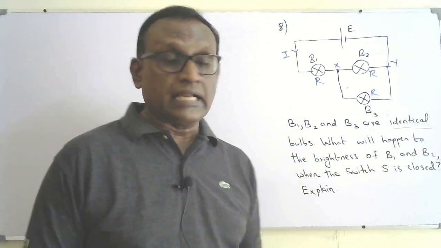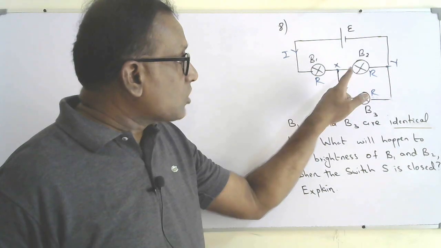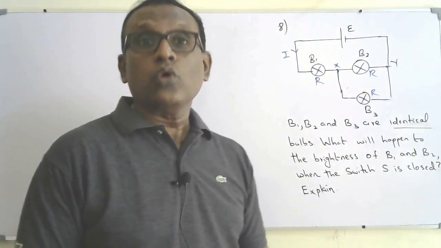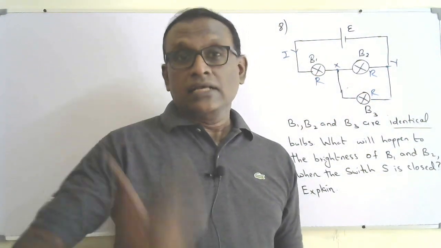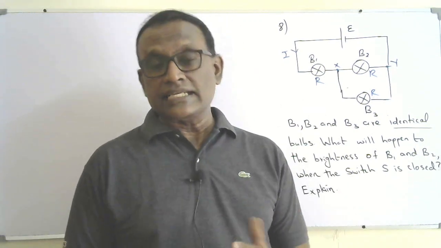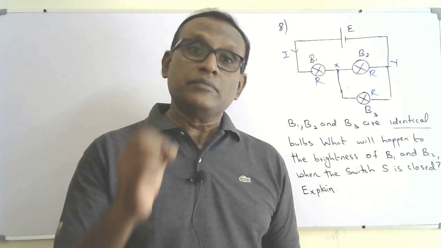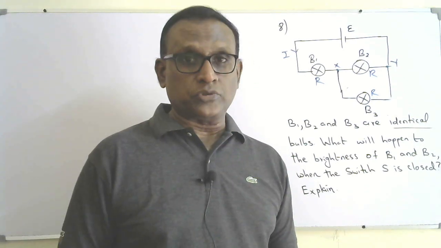Now what's going to happen? They are in parallel, which means the equivalent resistance of B2 and B3 will decrease. I mentioned that in the third lesson: when components are connected in parallel, the equivalent resistance will become lower than the resistance of the individual components, right?